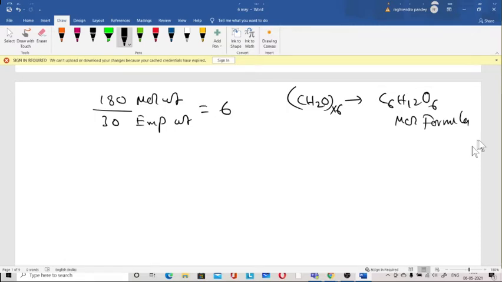Okay, I got the question. So let's do an empirical formula question. Questions are very easy. Okay, vitamin C. What is the name of vitamin C?